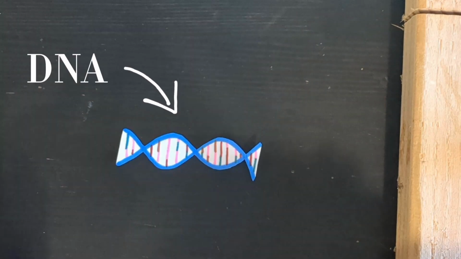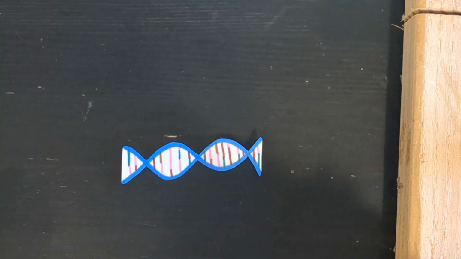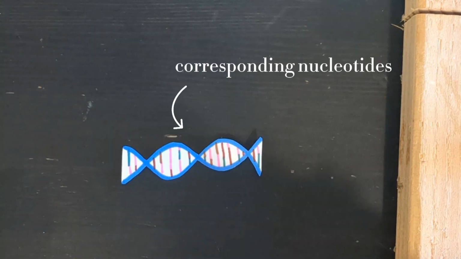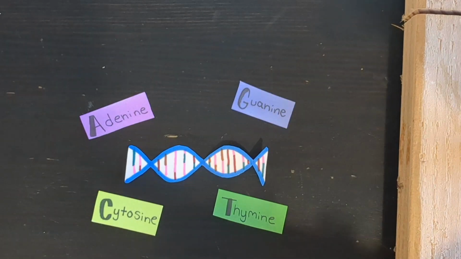DNA is made from 2 connecting strands. Each strand is made of a backbone. These backbones consist of a sugar called deoxyribose and a phosphate group. Connected to each sugar is a base called a nucleotide. These 2 strands of DNA are connected in the center by corresponding nucleotides. DNA has 4 different types of bases: adenine, thymine, cytosine, and guanine.